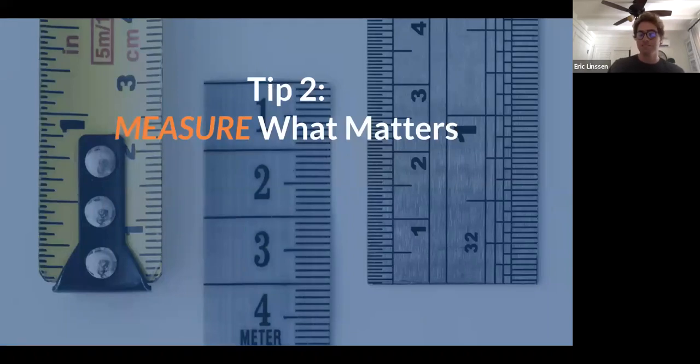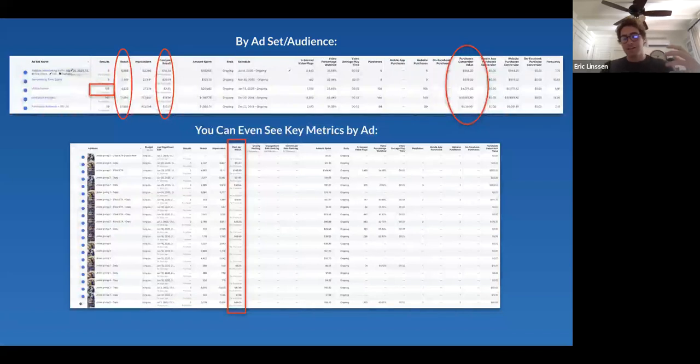Moving into the second tip is measure what matters. So one of the great things about Facebook ads, again, compared to other platforms, is you can see all of these metrics. So in this top image, this is by ad set and audience. So we can see how many people we're reaching with this ad set, how many impressions, our cost per valuable result, and then how much we've raised by each ad. And then there's a bunch of other metrics we can track too.